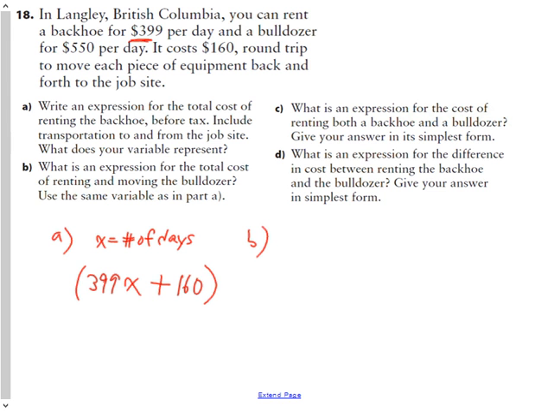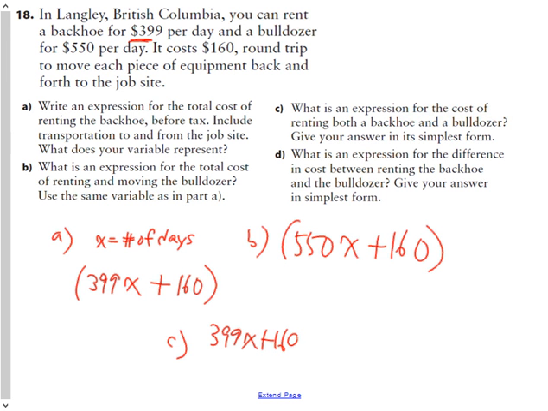Now for B, the cost of the bulldozer is almost identical, except instead of $399 a day, it's $550 a day plus $160 round trip. So there's the polynomial for B. And finally, C, it says, what is an expression for the total cost of renting both a backhoe and a bulldozer? Well, here we take the cost of the backhoe plus the cost of the bulldozer. And that would be the expression for that.